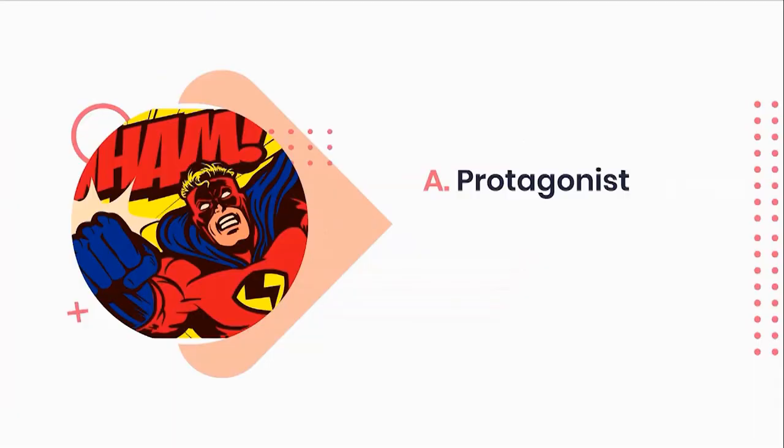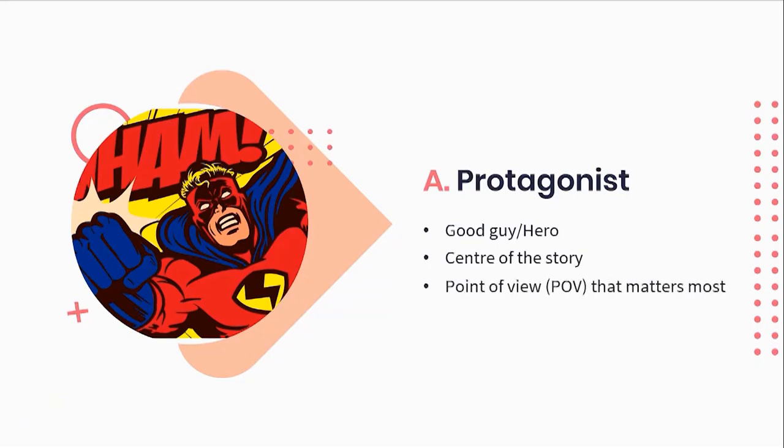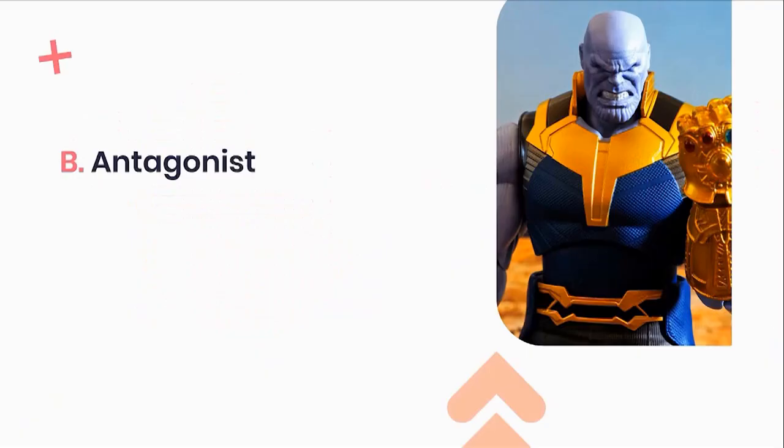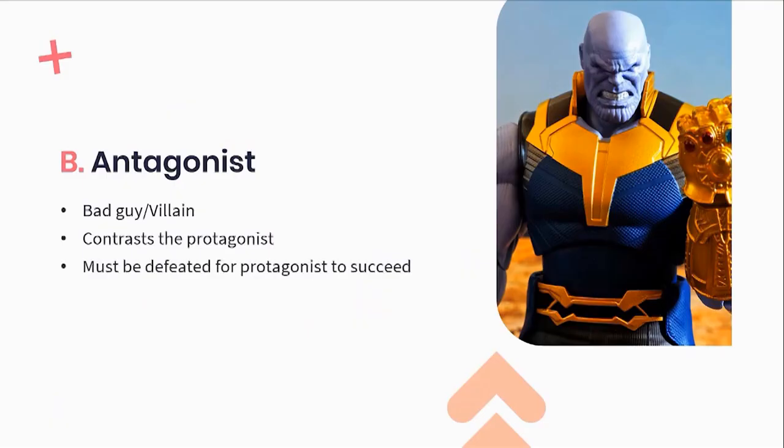Well, our protagonist is also known as the good guy or the hero, and there are again 1,000 examples of this we can think of. They are the center of the story, and they are the point of view that matters most. Then we have our antagonist. This is the bad guy or the villain. He or she obviously contrasts the protagonist, and they must be defeated for the protagonist to succeed.